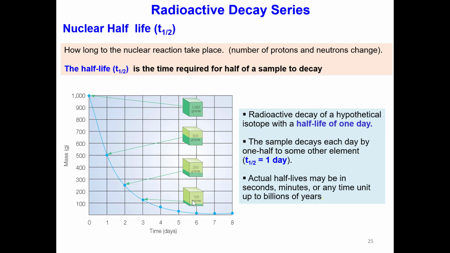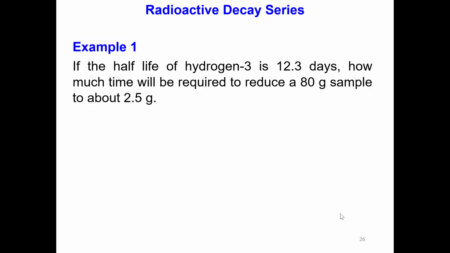Then the sample decays each day by 1/2 into some other element. The half-life, because it's a time, can be in seconds, minutes, or any unit of time up to billions of years. Let's try to solve some problems that involve the half-life concept. If the half-life of hydrogen-3 is 12.3 days, how much time will be required to reduce an 80 grams sample to about 2.5 grams?